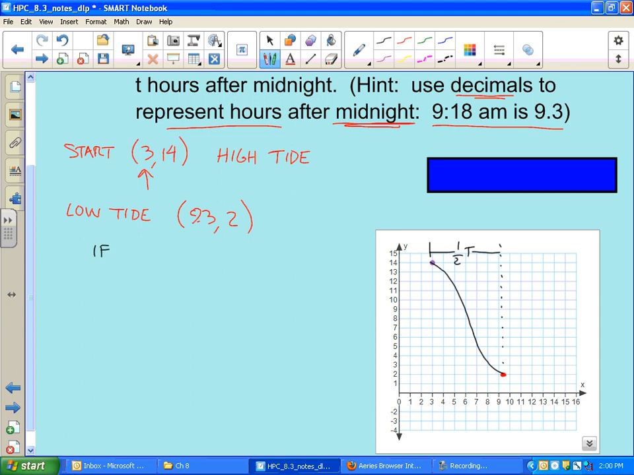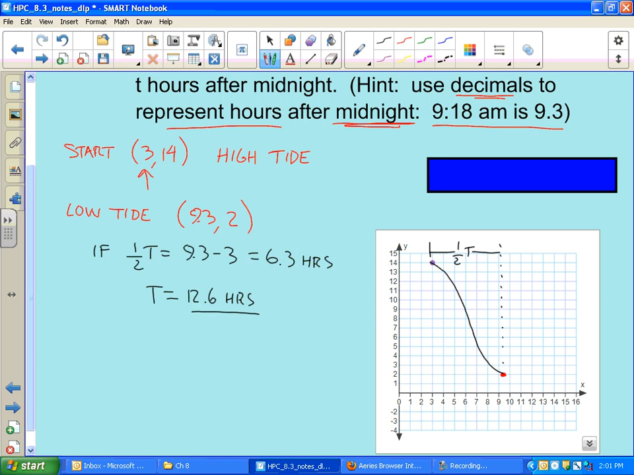So if 1/2 of T is equal to 9.3 a.m. minus 3 a.m., what in the world is that? That's 6.3 hours, so a full period must be 12.6. 12.6 hours. All right, now that's period. Is that B?